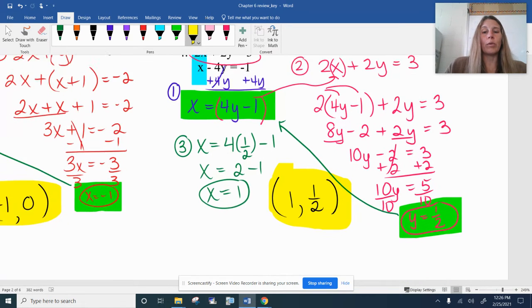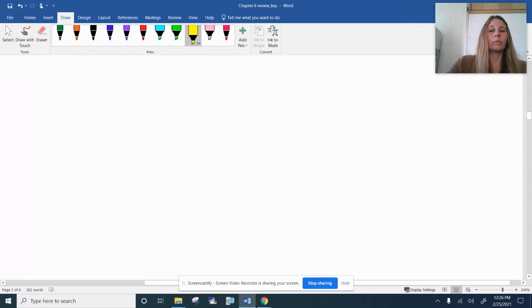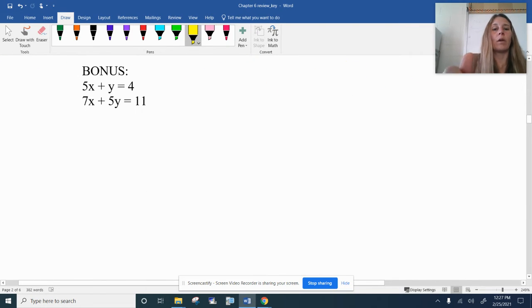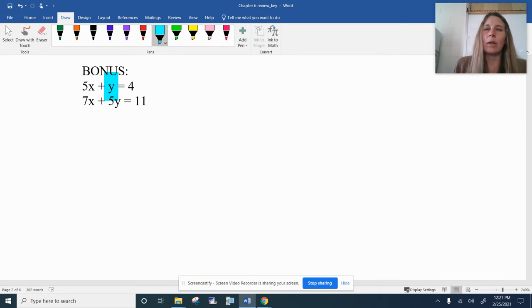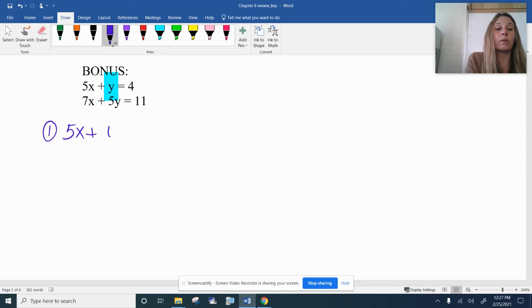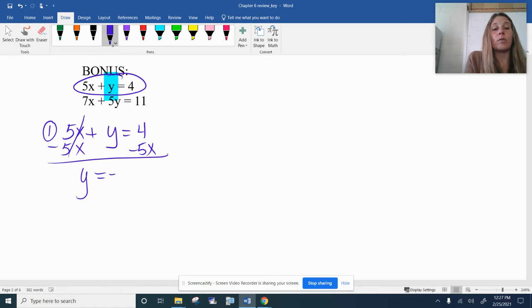All right, we got one more little bonus down here. All right, so of these options, it appears to me that this y would be the only one that would make sense to get by itself because it's the only one that doesn't have a number in front of it. So the coefficient's just a 1. So for my step 1, I'm going to use that first equation, and I'm going to get the y by itself. So we're subtracting the 5x over. I have y equals negative 5x plus 4.